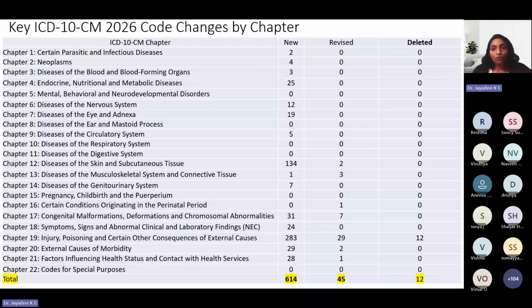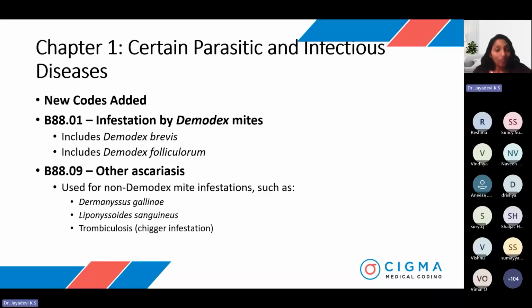So new codes are 614, revised are 45, and deleted are 12. And we are going on to the chapter-wise changes now. The first chapter is certain infectious and parasitic diseases. We're going into the new codes, B88.01 and B88.09. This is infestation by Demodex mites.